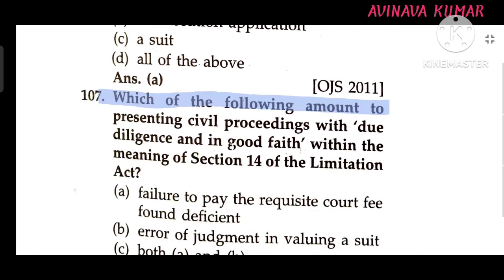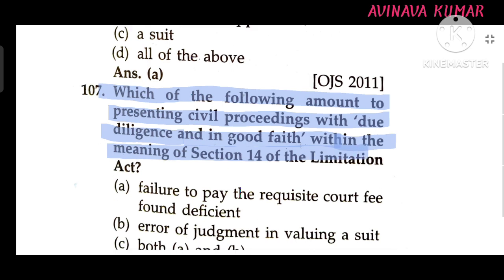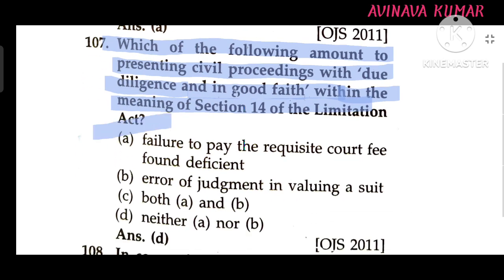Which one of the following amounts to prosecution of civil proceeding with due diligence and in good faith within the meaning of Section 14 of the Limitation Act? Neither A nor B.